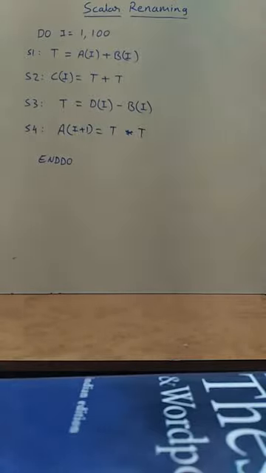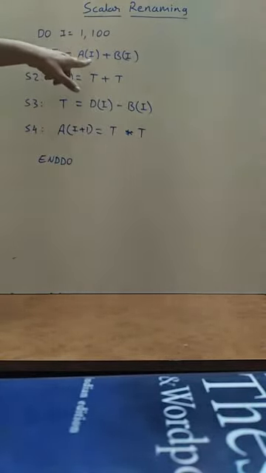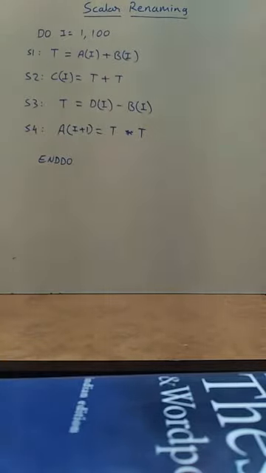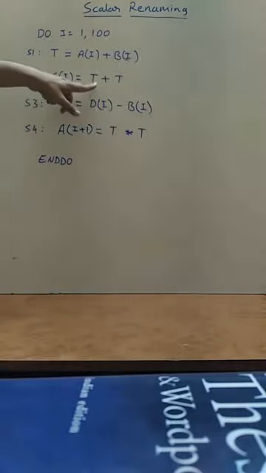So to understand this scalar renaming, just see this example very carefully. Here we have a do loop which executes 100 times, and inside this loop we have 4 instructions: S1, S2, S3 and S4. The first statement is T is equal to A of I plus B of I. Then the second statement is C of I is equal to T plus T.